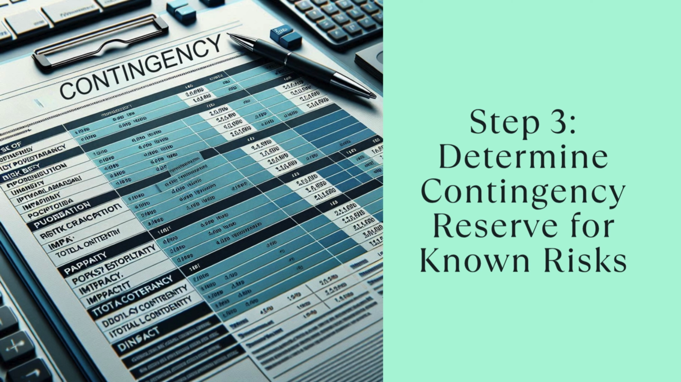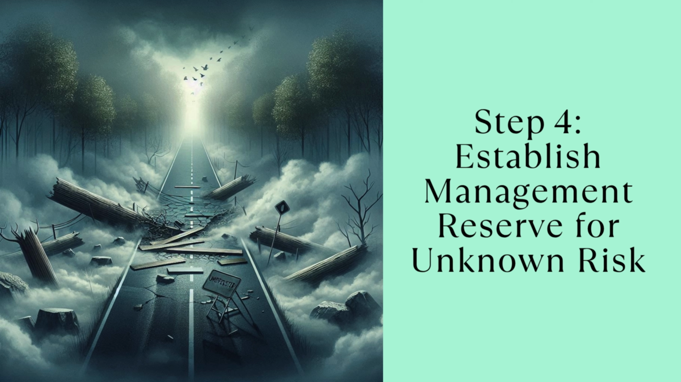Step 3. Determine contingency reserve for known risks. Add up all quantified risks for your contingency reserve. This is the financial buffer for risks you can anticipate. You may apply this at work package level, project level, or by risk category. Step 4. Establish management reserve for unknown risk. Then allocate a management reserve, typically 5 to 10% of total budget. This covers the curveballs no one sees coming. Pro tip. Management reserve is controlled at the executive or sponsor level, not by the project team.